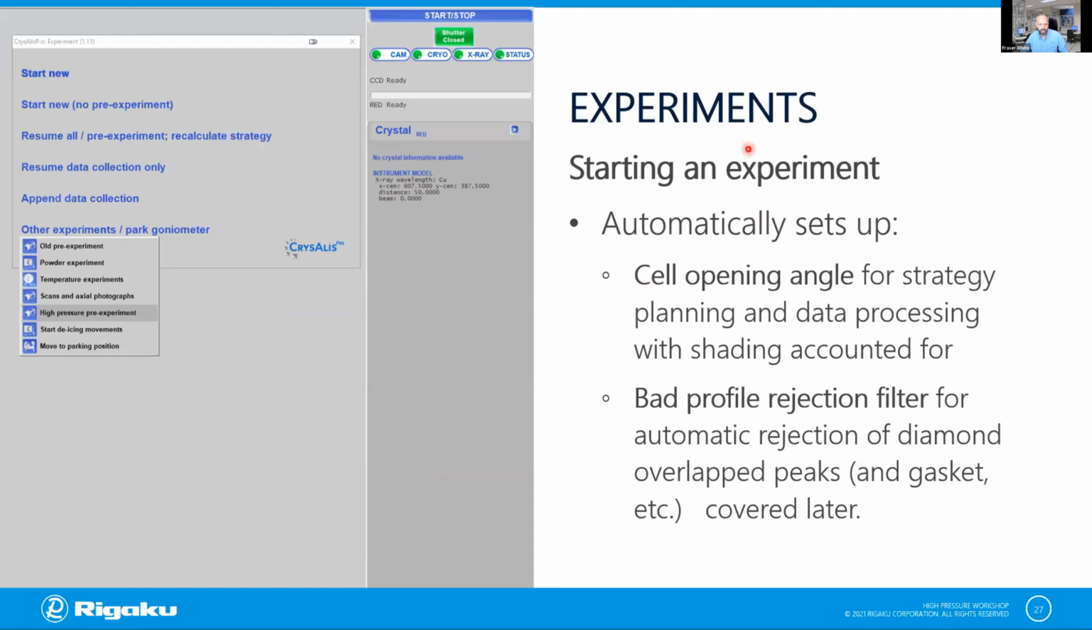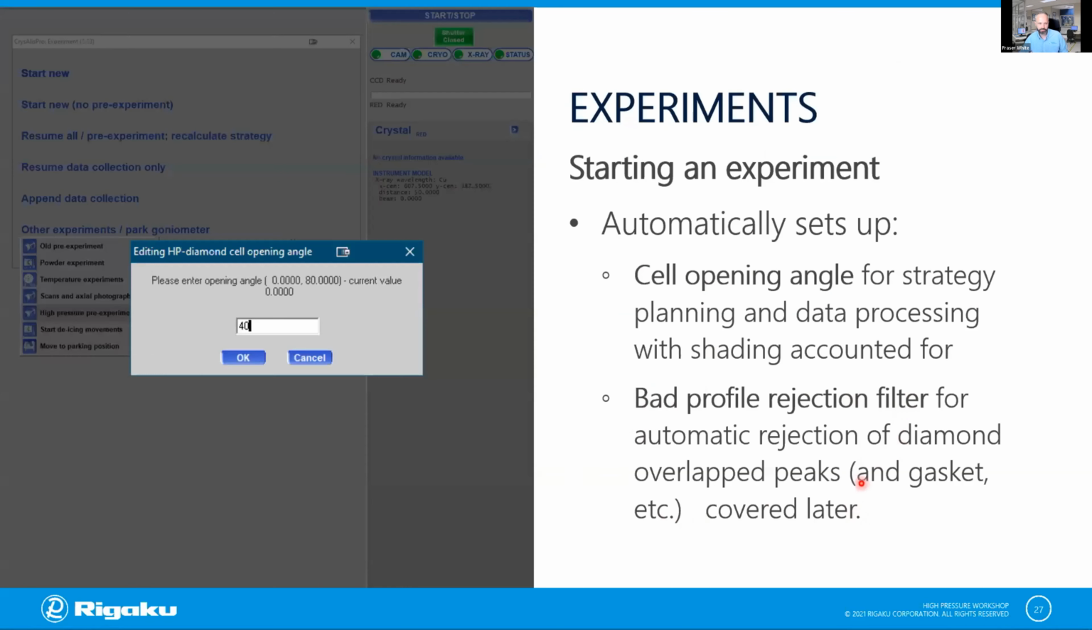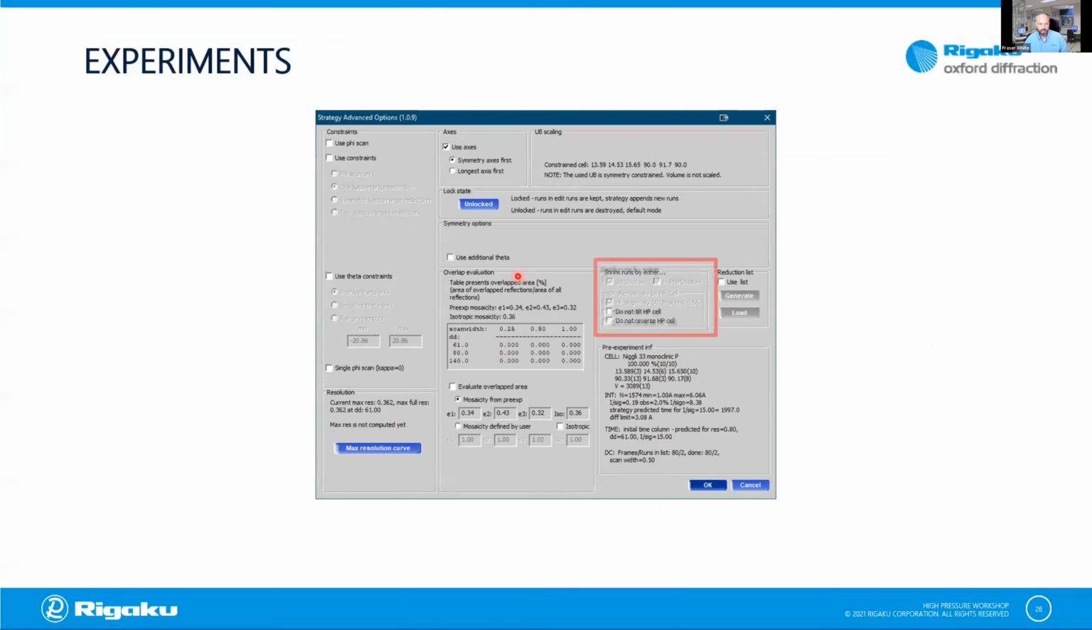For experiments, I'll just quickly go through this because we have talks from my colleagues who will go over this in other lectures, but we need to provide that cell opening angle, and we also have some tricks for handling the difficult stuff like getting rid of the diamonds and overlap peaks. If you set up the opening angle, you'll get everything queued up automatically for doing high pressure experiments. So you can see here, hopefully, that we have a high pressure pre-experiment type, and that's your easiest entry point into doing a high pressure experiment.